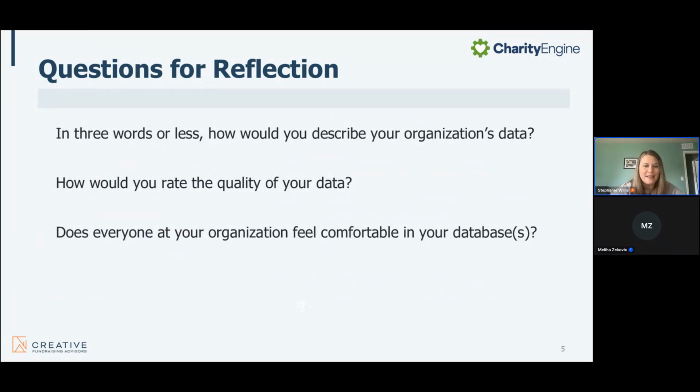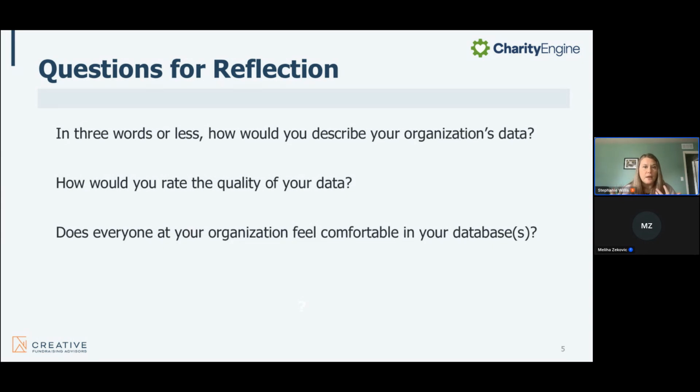People don't come to webinars about fixing messy data if they don't have some kind of problem. Usually when I ask people, they'll say it's messy, it's unorganized, or it's okay, but it could be better. So think about these questions on the screen. How would you describe it? Can you trust it? Can you report on it? If the answer is no, maybe some red flags. How would you rate the quality of your data?